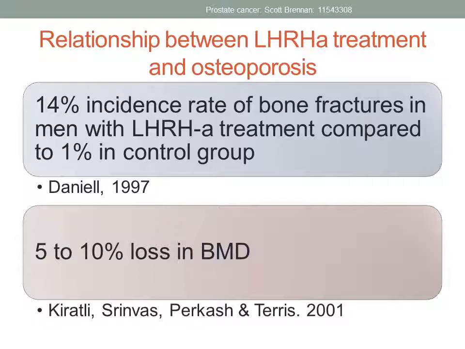A decrease in bone mineral density is observed following this type of treatment, which is often associated with and leads to a heightened risk of bone fractures. A 14% incidence rate of bone fractures is shown in men with luteinizing hormone releasing hormone agonists as treatment, compared to 1% in a control group. Furthermore, a 5 to 10% loss in bone mineral density has been observed.